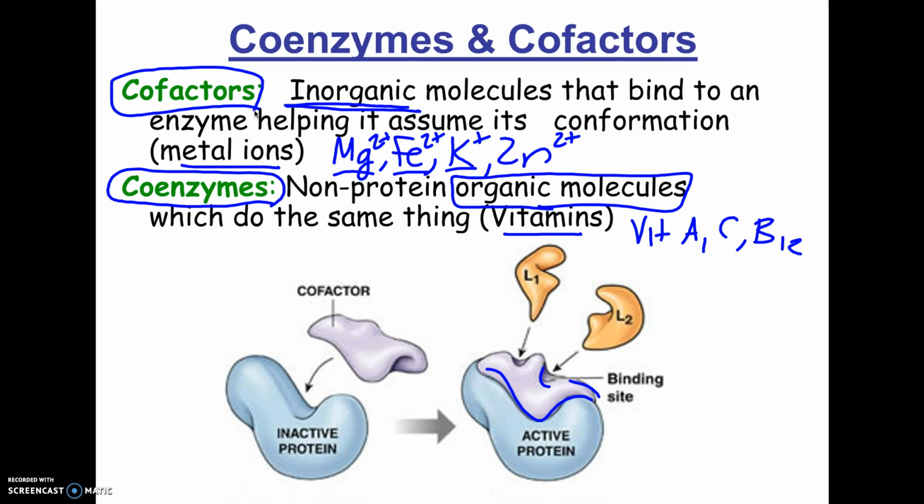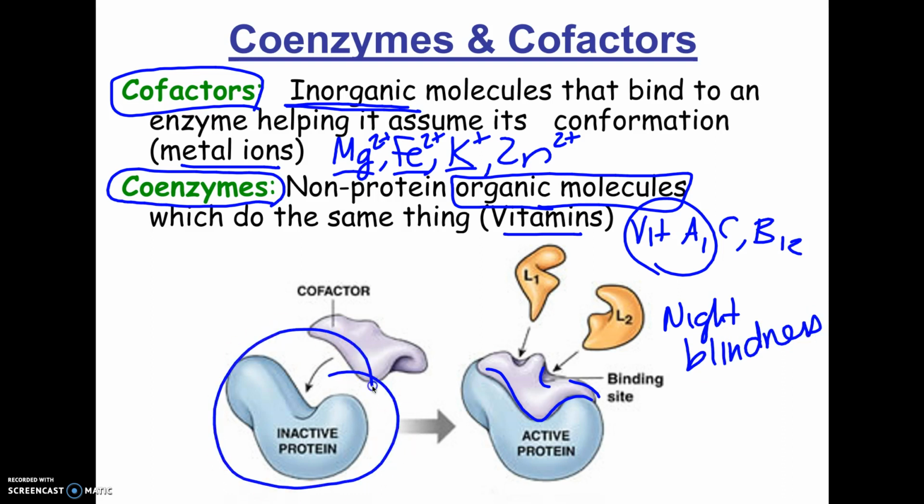And here's an example. The enzymes in your eyes need a coenzyme to work properly. In fact, one of the symptoms of a vitamin A deficiency is something called night blindness, where you actually can't see well at night. And the reason why is simply because the enzymes in your eyes are not able to work very well. They don't have the right shape without that coenzyme attaching to them.